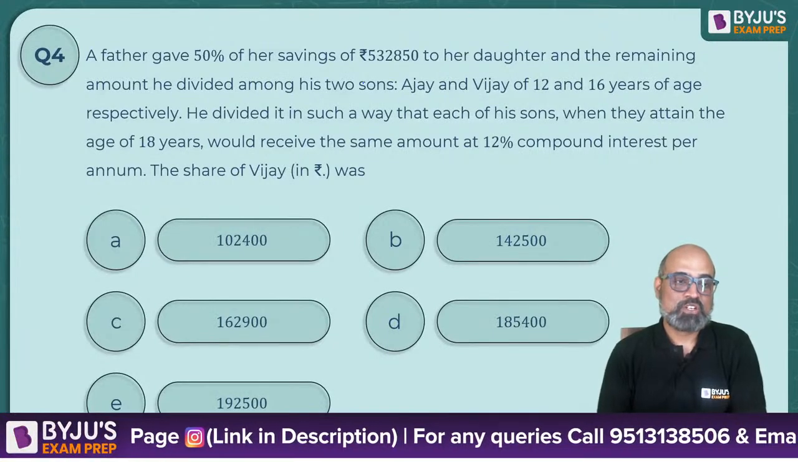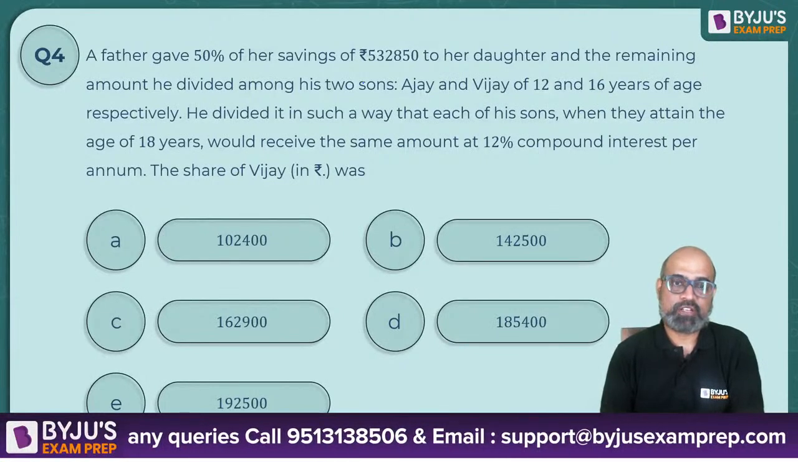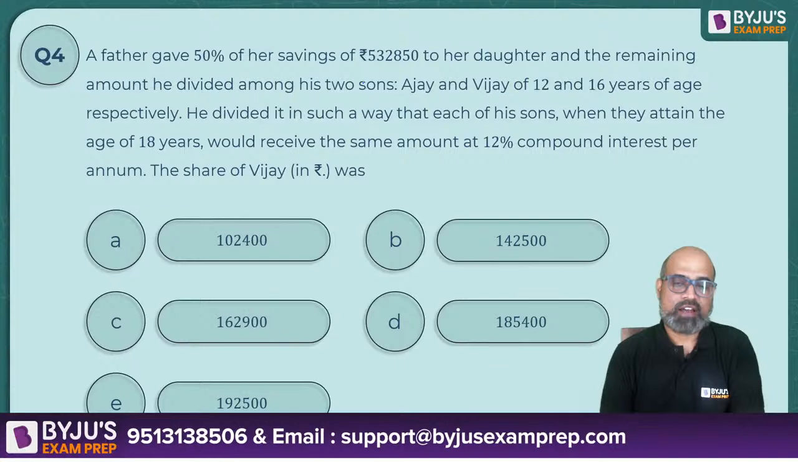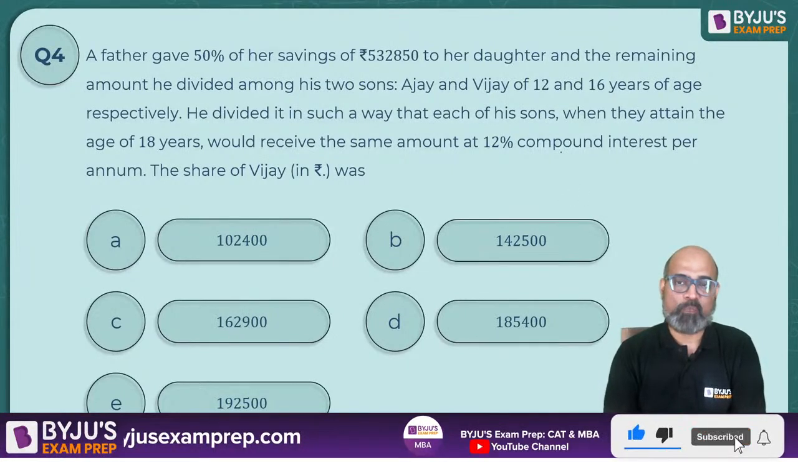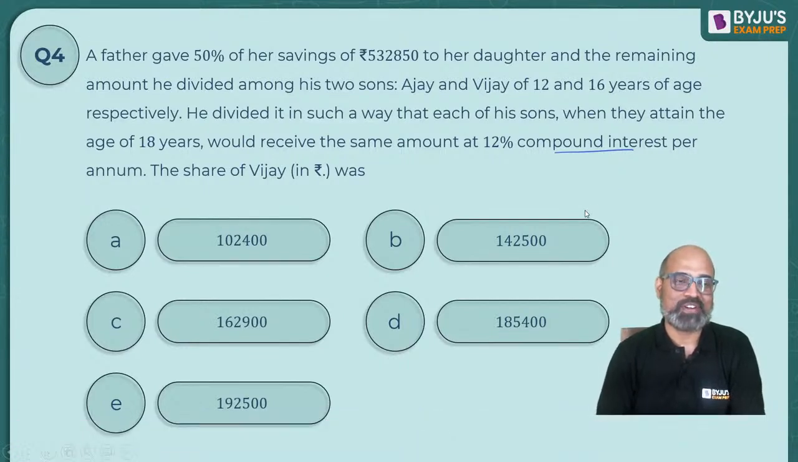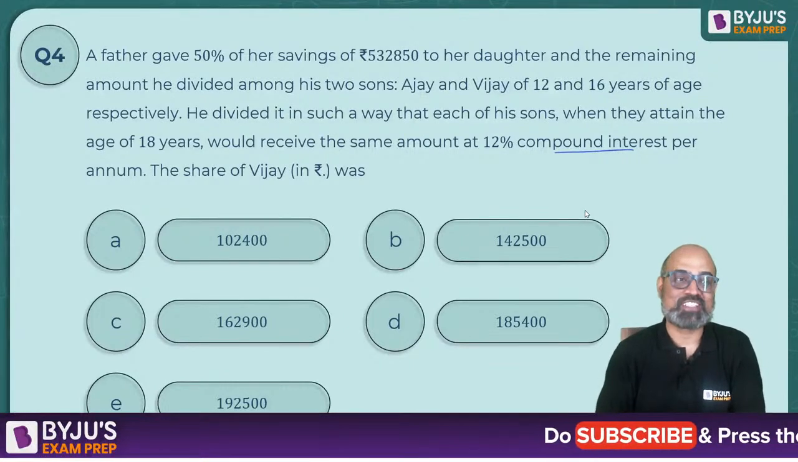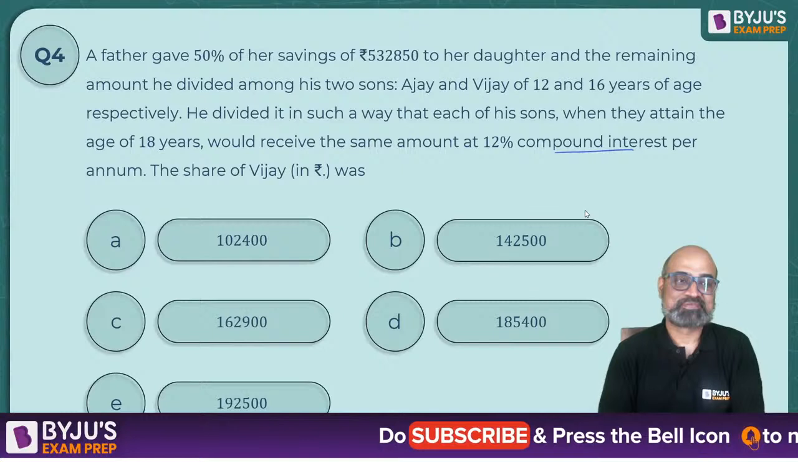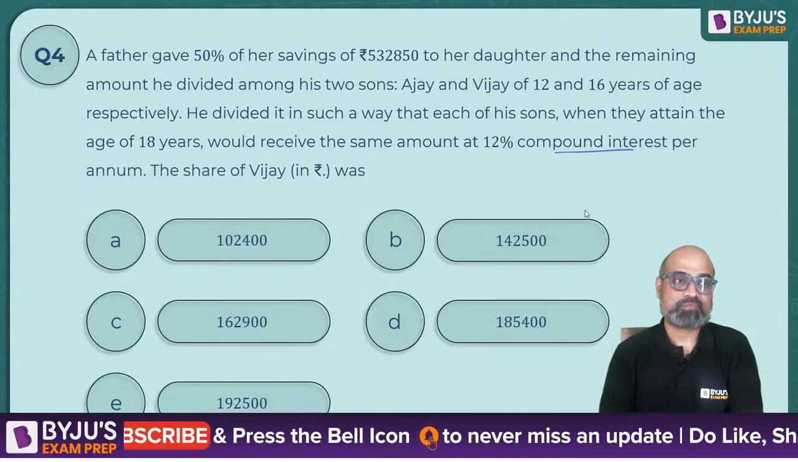Into 12% into 6 upon 100. Pranjal, the problem is it's compound interest, not simple interest. So you actually cannot do into 6 by 100. This is the reason why this question is difficult. Compound interest, yeah. No, Vishnu.